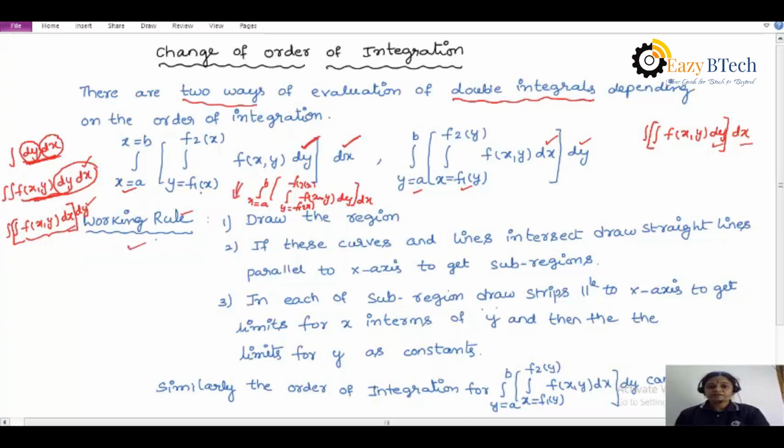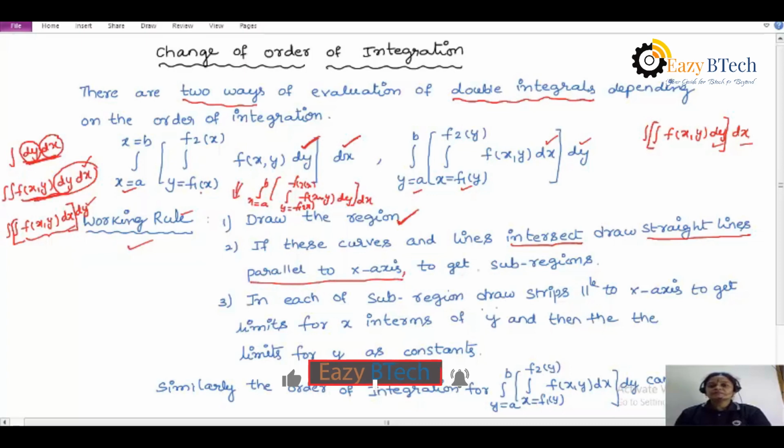So what is the working rule for this procedure? The first step is to draw the region. Drawing the region means using these limits we draw the region between the curves. After that, if these curves and lines intersect in the required region, what do you have to do here? Draw straight lines parallel to the x-axis only.